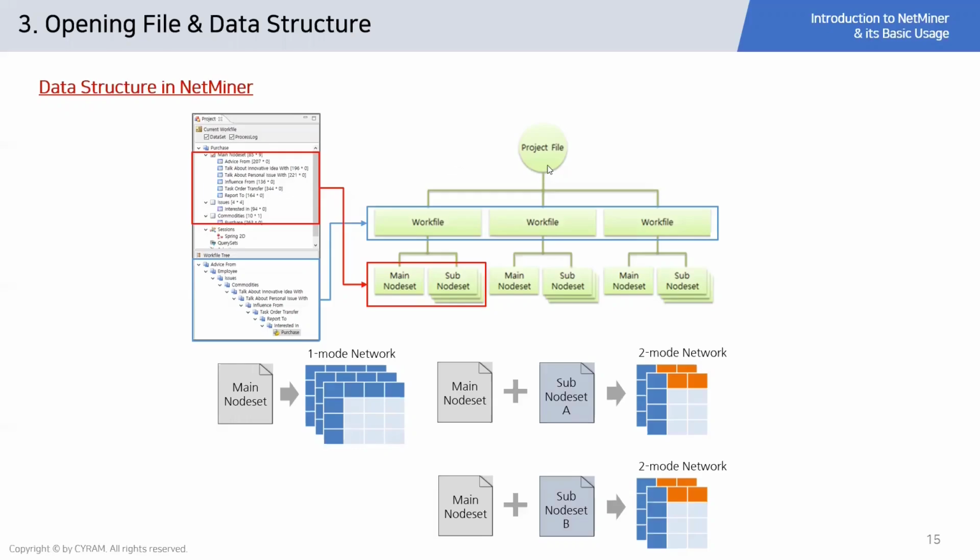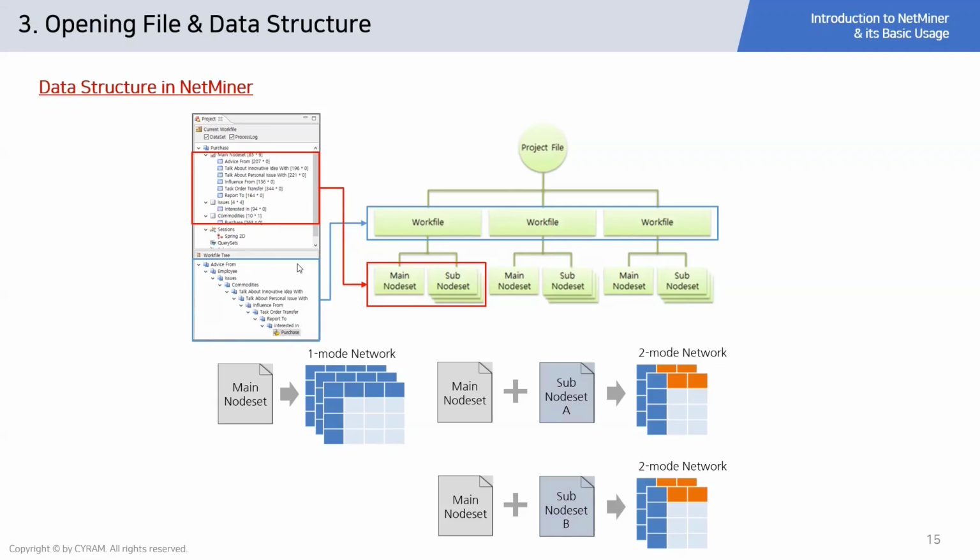As you can see in this table, a project file is at the top. You can think of this as one NMF file. In an NMF file, there can be multiple work files. A work file includes a main node set, subnode set, and session. A dataset consists of a main node set and subnode set. Multiple work files can be managed in a work file tree.